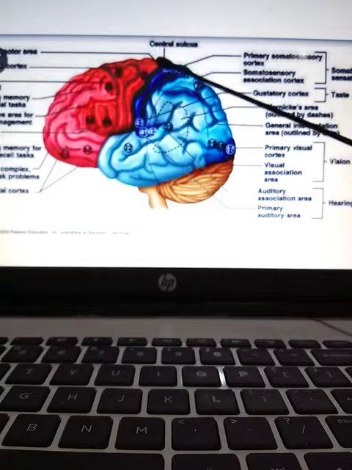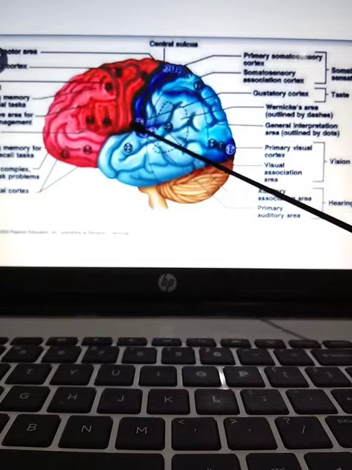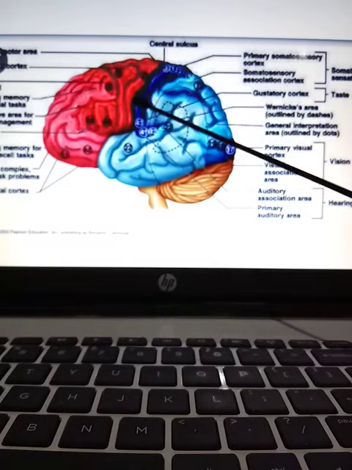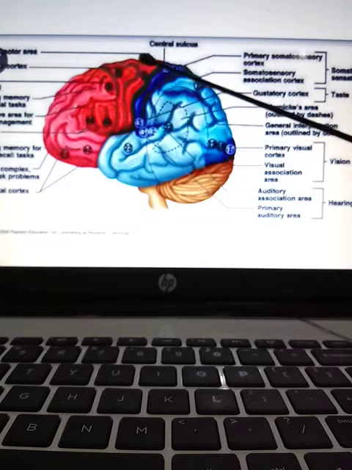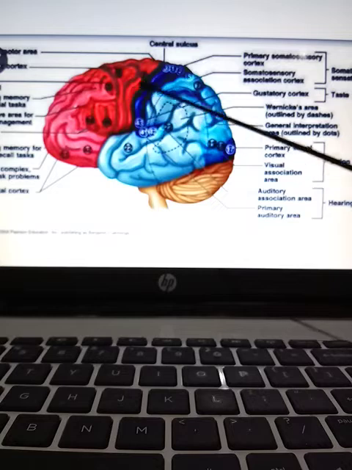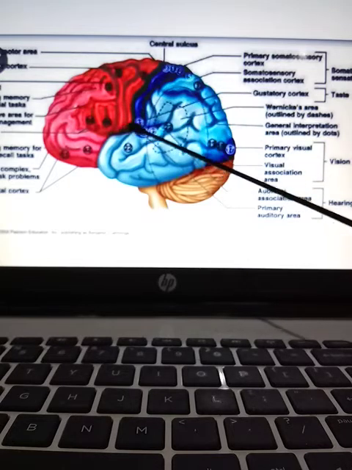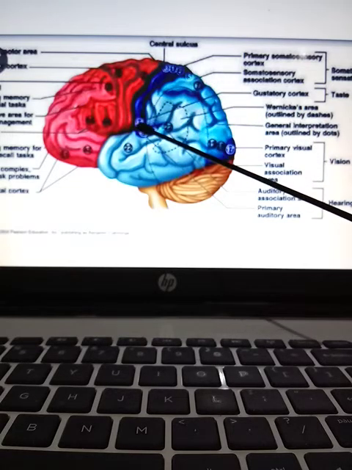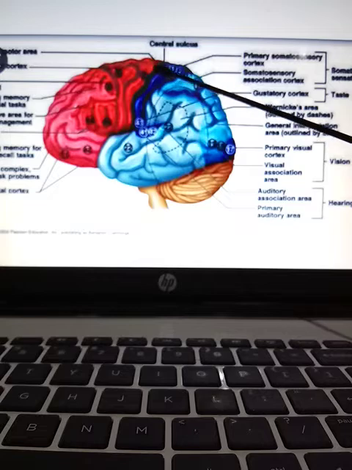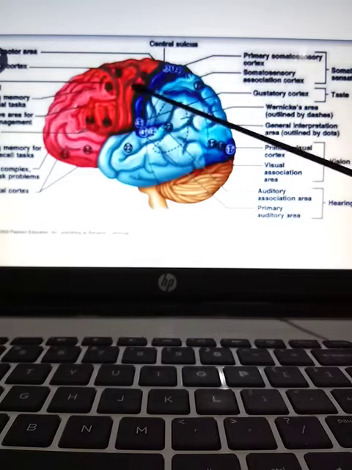This is your central sulcus. The area in front of your central sulcus, I will be demarcating this area. It is your primary motor area, or Brodmann's area 4.